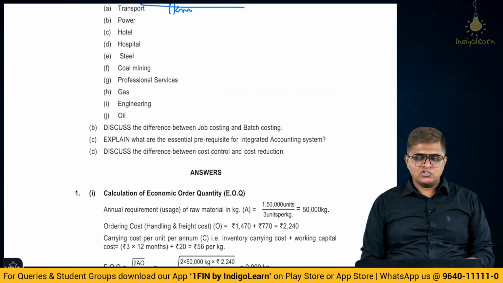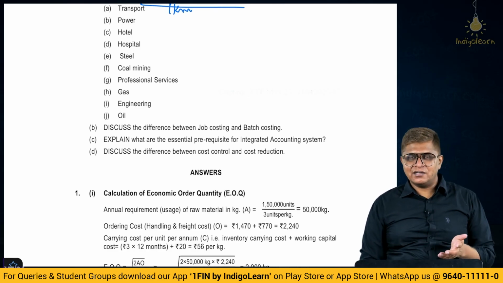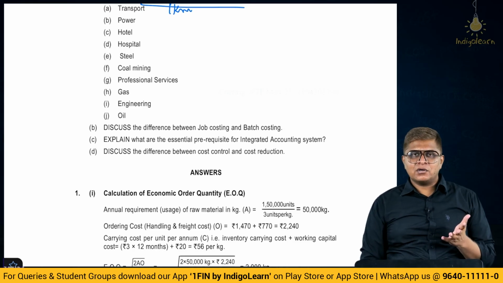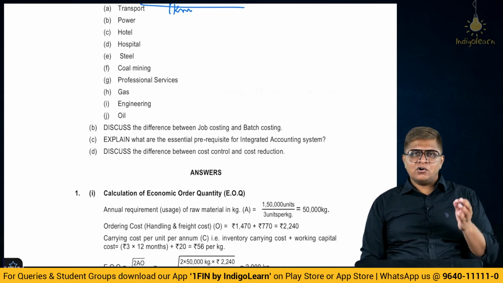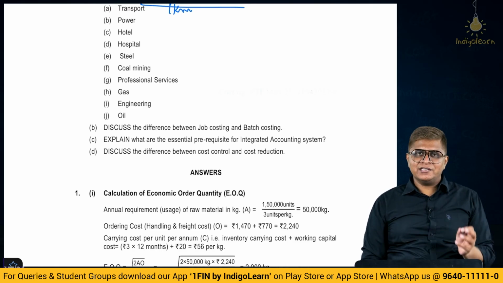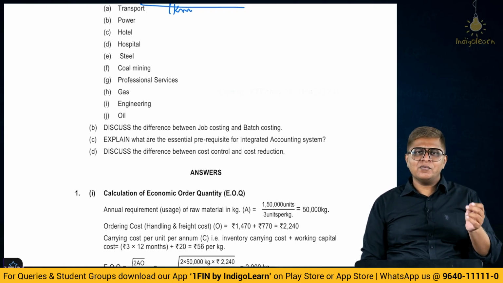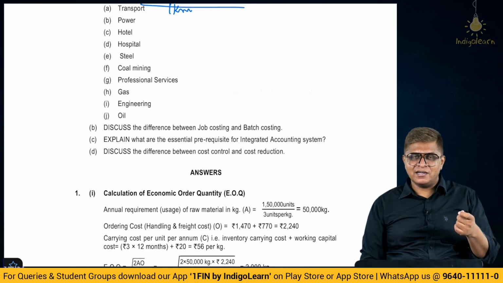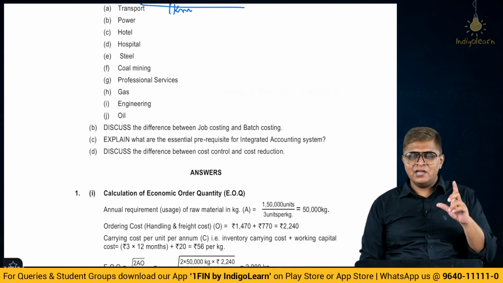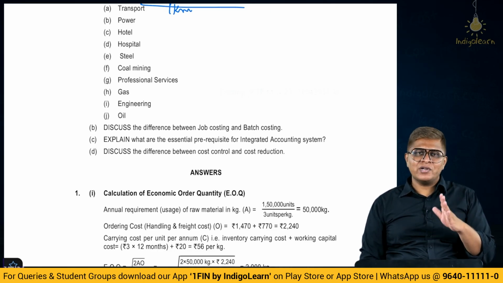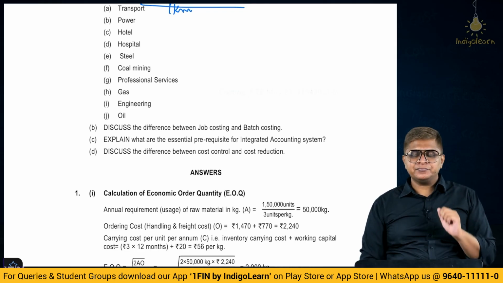Discuss the difference between job costing and batch costing. While I am not going to go into the exact answer, broadly, what is job costing? When we do the cost sheet preparation, cost accumulation and cost identification for each job. So for every job we open a job card and prepare a separate cost sheet. Then we are doing job costing. Each job is going to be different from each other.